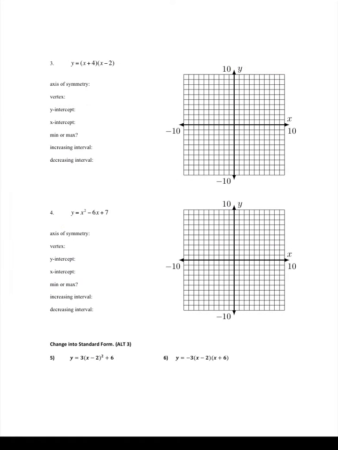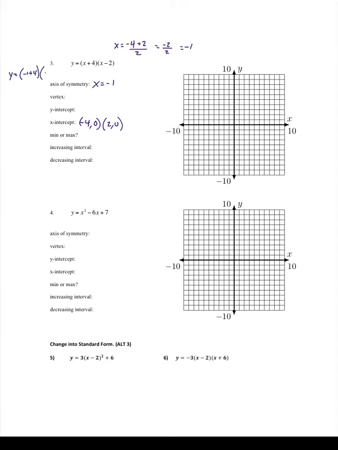Our next graph we have in intercept form, or factored form. So our two intercepts are at negative 4 and 2. To find the axis of symmetry, we're going to add those together and divide by 2, which gives us negative 2 over 2, or negative 1. So our axis of symmetry is x equals negative 1. We have our two intercepts at (negative 4, 0) and (2, 0). We find those by setting the factors equal to 0 and solving.